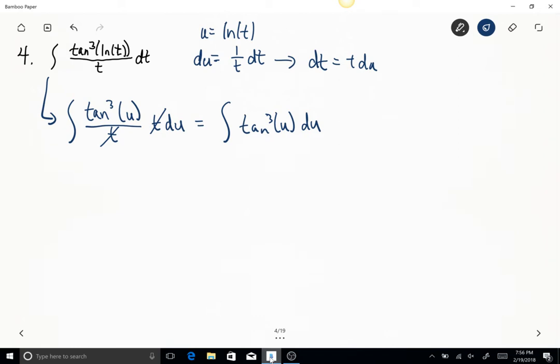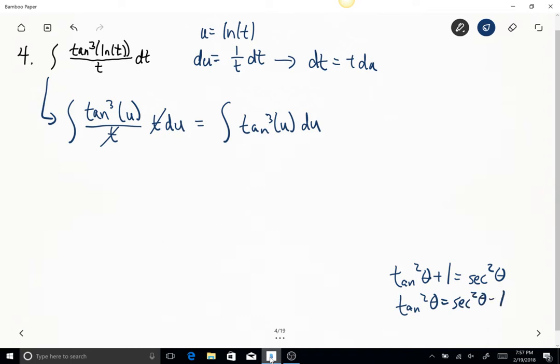And now hopefully you can see there is the trig part, it's actually a trig integral. Sometimes you use things like sine squared theta plus cosine squared theta equals 1. In this case, you might remember that tangent squared theta plus 1 equals secant squared theta. So what that means is that tan squared theta equals secant squared theta minus 1. If you don't remember that formula, let me know and I can show you where it comes from. It just comes from the sum of sine squared theta plus cosine squared theta.